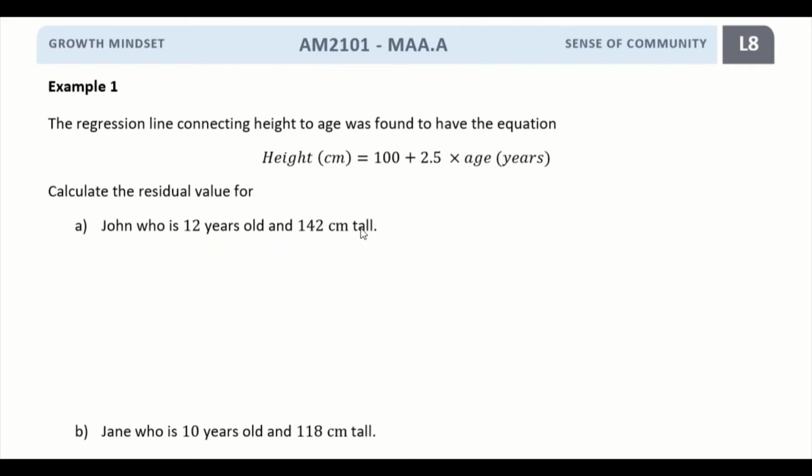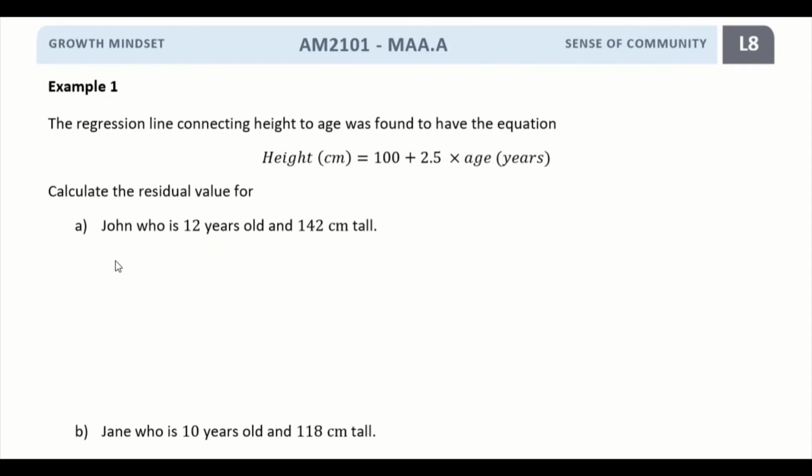Okay, so from the previous notes, we know that to find the residual value, there are two things we need to find beforehand: the actual value and the prediction. In this case, our RV is the height, right? The question already gives us that John is 12 years old, which is our EV, and he is 142 cm tall, so this is the actual height of John. We need to find out the predicted height of John, then we can find the residual value between the actual value and the prediction.